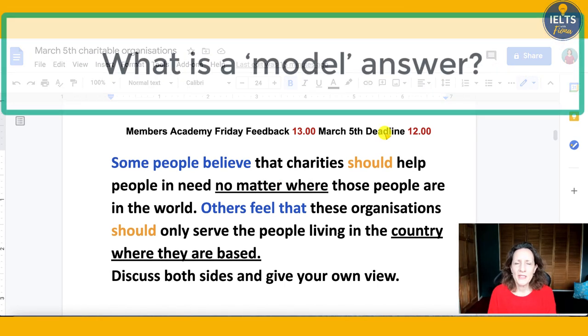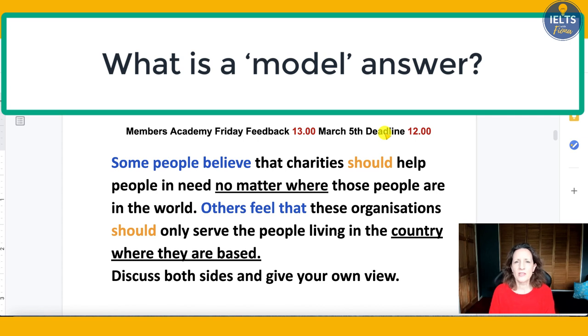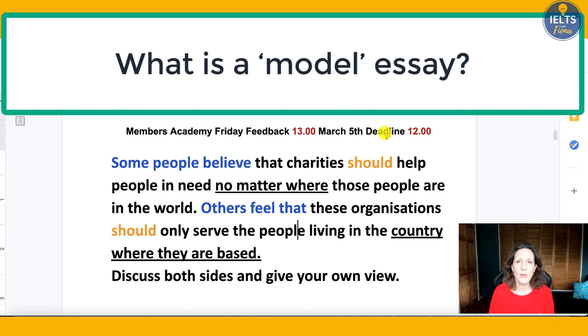Also, what exactly is a model answer? Is a model answer a perfect answer? We've just said that the perfect answer does not exist. Is it a band 9? Or if you're aiming for band 7, is a model answer simply a strong answer, a band 7 answer? These are the things we're going to be looking at in the video today.